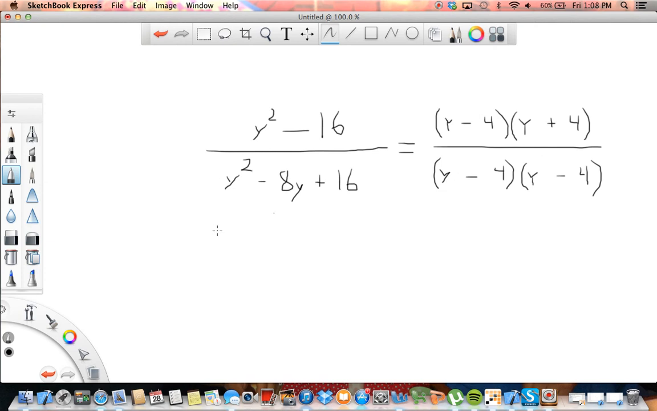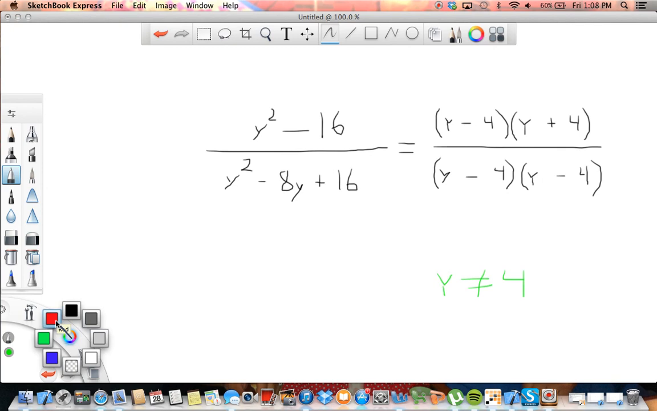Now we've got everything factored out. Let's figure out what our excluded values are going to be. So we would set each of these parentheses in the denominator only. We would set each of them equal to 0. And you notice that they're the exact same thing, so we don't have to do it twice. We only have to do it once if they're both identical. So y minus 4 equals 0. That means that y cannot equal positive 4. Because if you plugged a 4 in here, 4 minus 4 gives you 0, which will in turn make the entire denominator 0. So that's our excluded value.